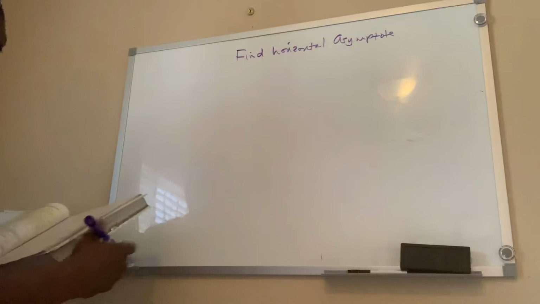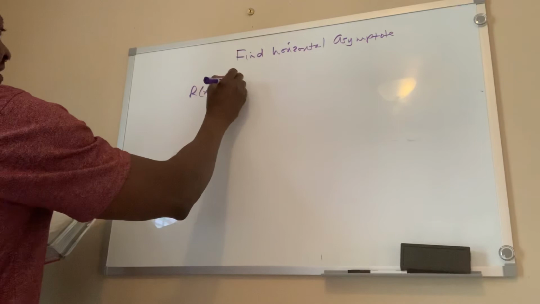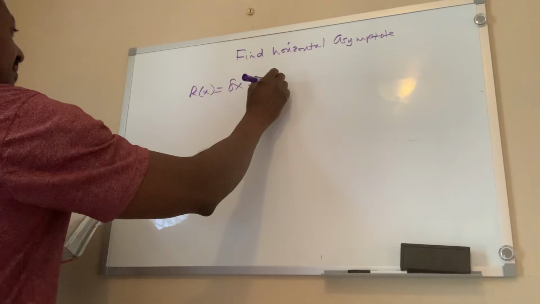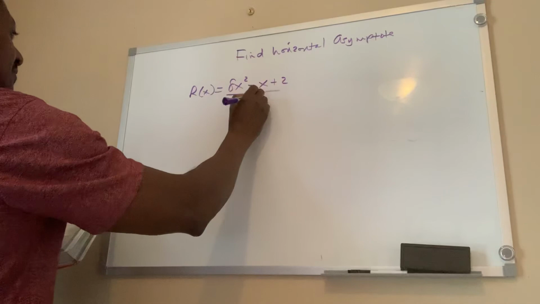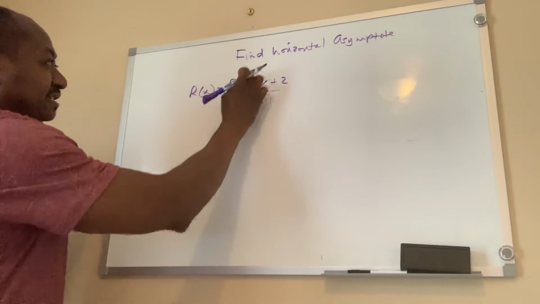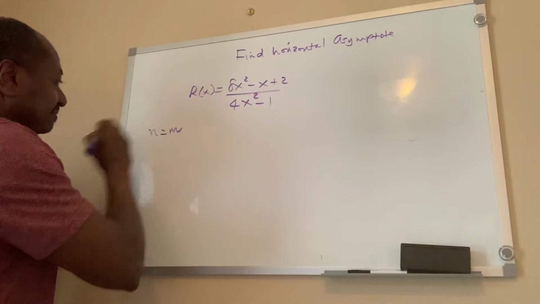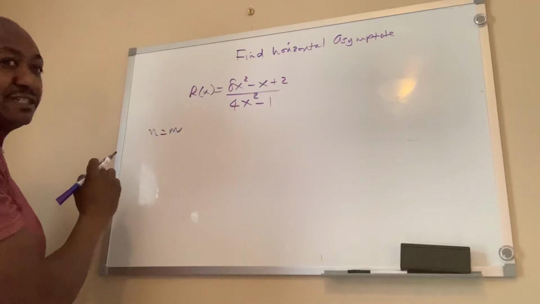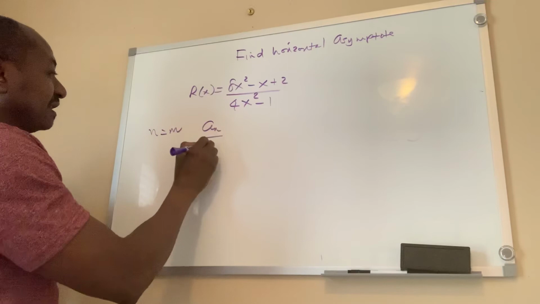Let's look at the rational function r of x equals 8x squared minus x plus 2 over 4x squared minus 1. Okay, here again you inspect the degree of the numerator and the degree of the denominator, meaning that n here equals m. So if n equals m, then the leading coefficient of the numerator divided by the leading coefficient of the denominator, meaning a n divided by b m, is your horizontal asymptote.